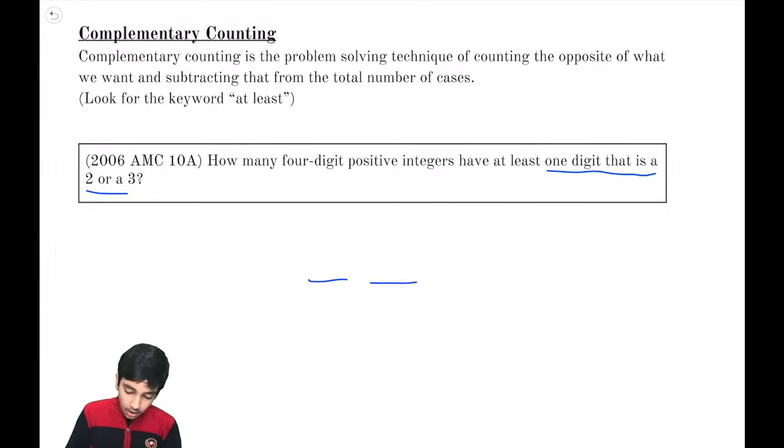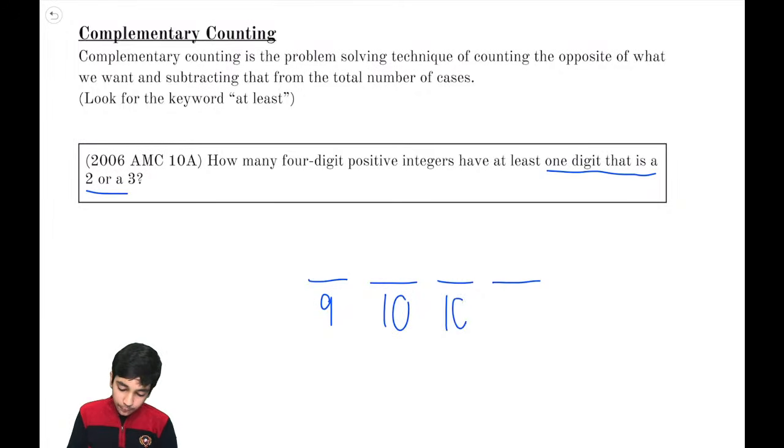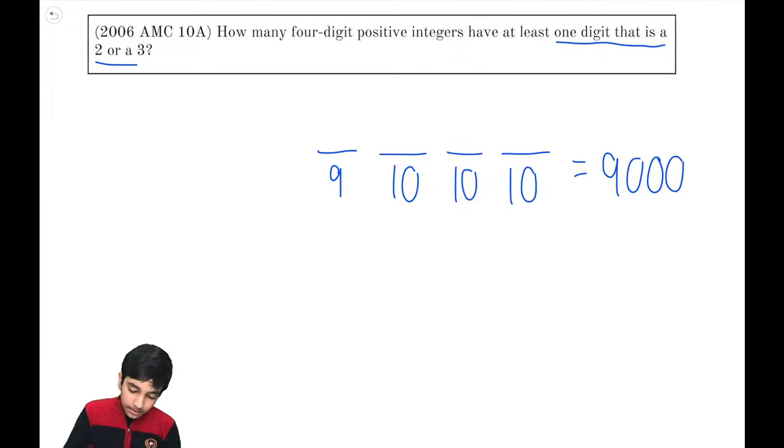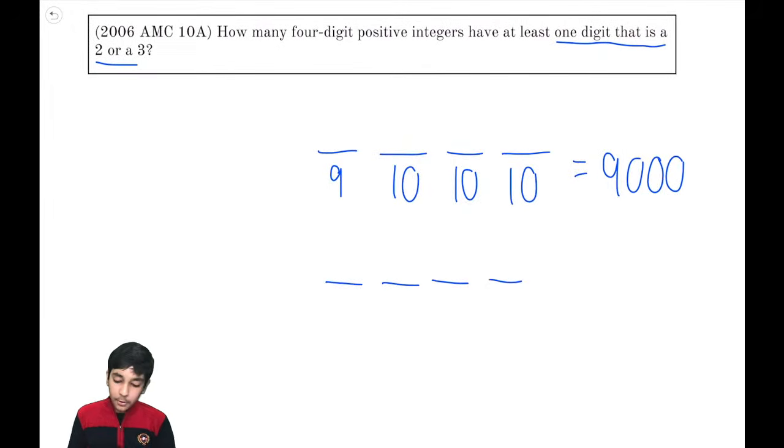This is just going to be how many total 4-digit numbers there are, minus the ones we don't want. How many total 4-digit numbers are there? Well, the first slot can be 1 through 9, so 9 choices. The second slot can be 0 to 9, so 10 choices. The third slot and fourth slot, also 10 choices. So there are 9,000 4-digit numbers, and we can just not have a 2 or 3 in any of these slots.